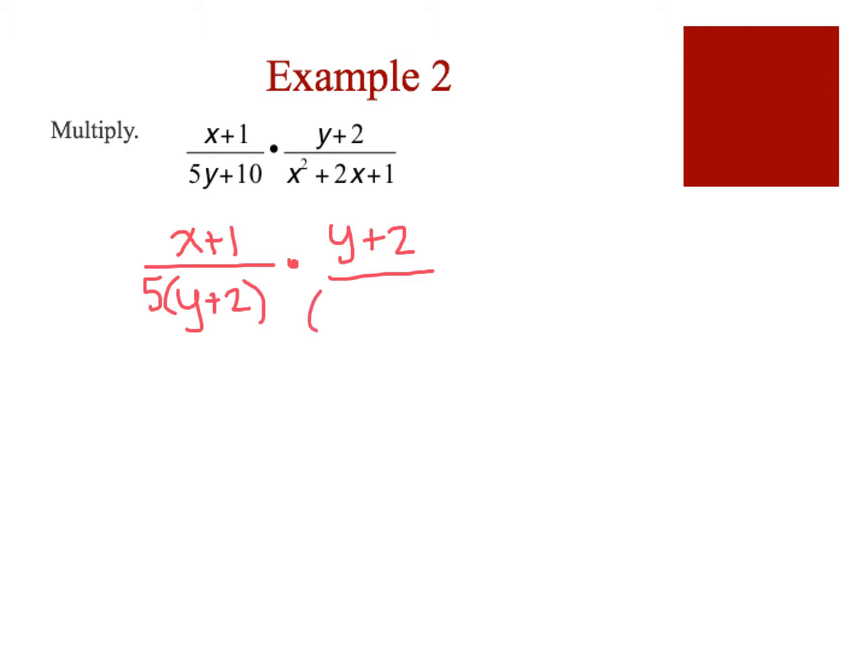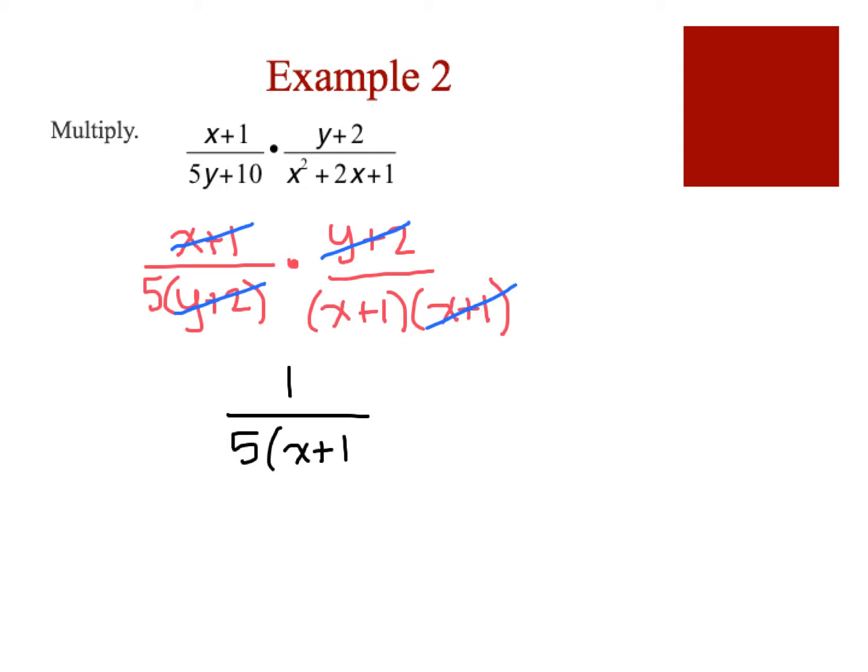Okay. I factored and I get x plus 1 times x plus 1. So now that everything's multiplied together, I can simplify. First I have x plus 1 here, and I have x plus 1 here. I have a y plus 2 here and a y plus 2 here. Now I need to write what I have left. I have 1 at the top, because there's nothing left. And I have a 5 times x plus 1. And that is our final answer.